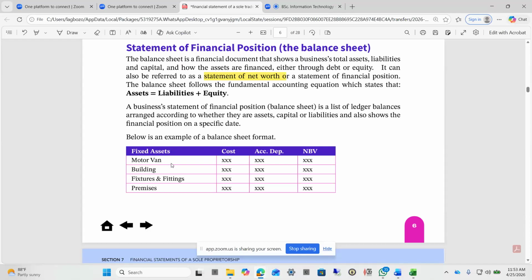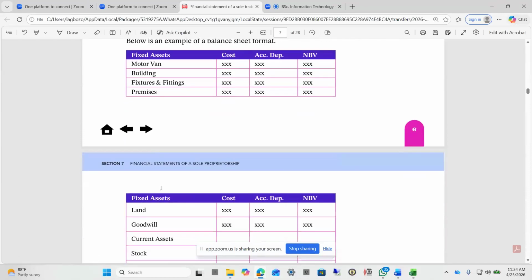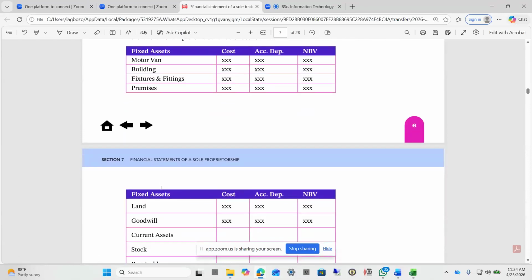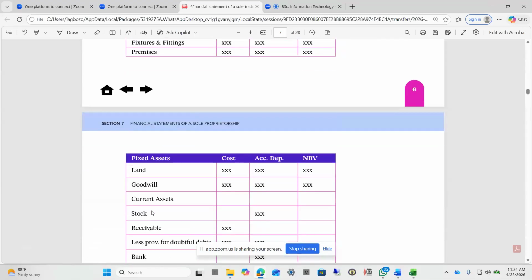Now, when you come under assets, we said motor van. These are the types of assets that are fixed assets. Motor van, building, fixtures and fittings. Those fixtures and fittings on your premises, like your ceiling and those things, are what we call fixtures and fittings. And then the premises, you could look at furniture. Furniture is also one. You can look at land. Land is part of its assets. Then your goodwill, which you can't see with your eyes, but it's also part of your fixed assets.